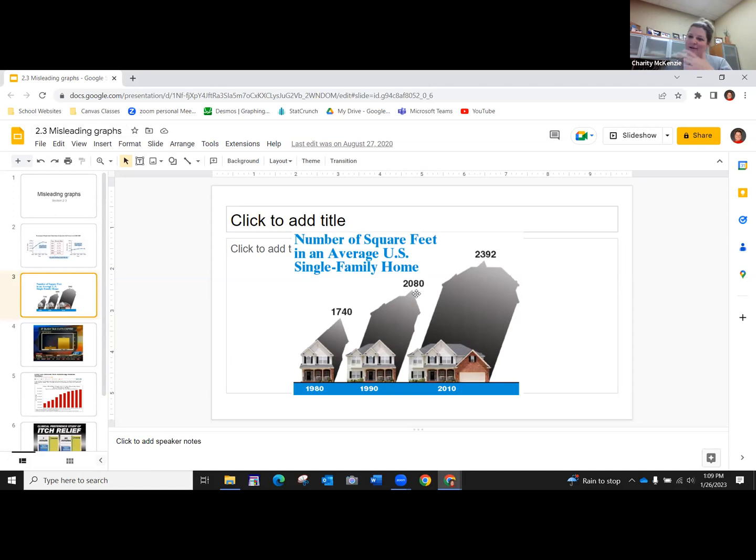I mean, if you have a really little house, it might seem like it, but it's really not. And then it definitely doesn't look like double. And then they are showing, oh, and look, now in 2010, even bigger house, but it's really only 400 more. And this looks huge compared to this one or this one. So there's another misleading graph, a pictograph kind of thing.